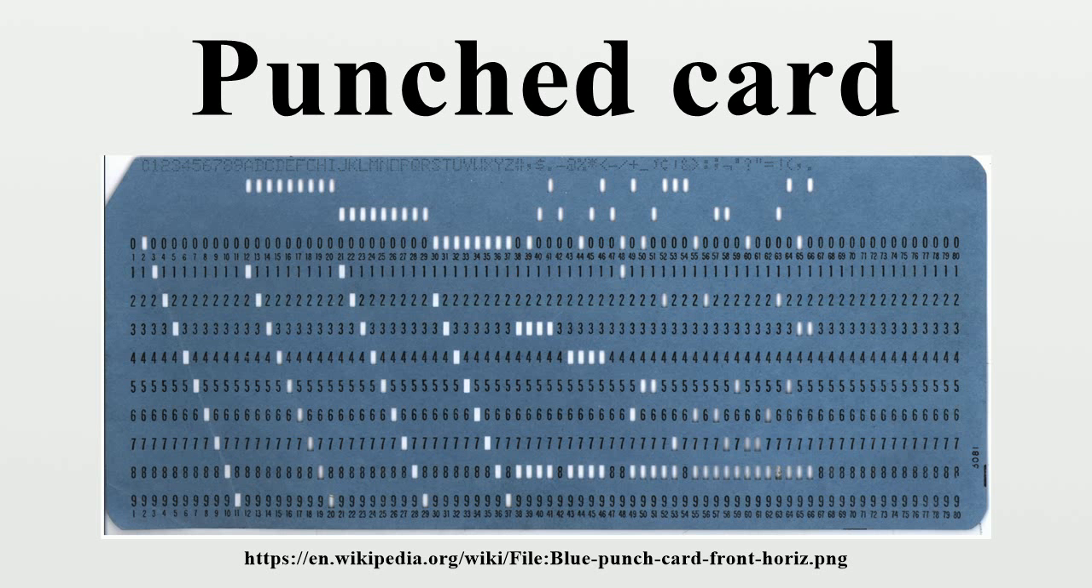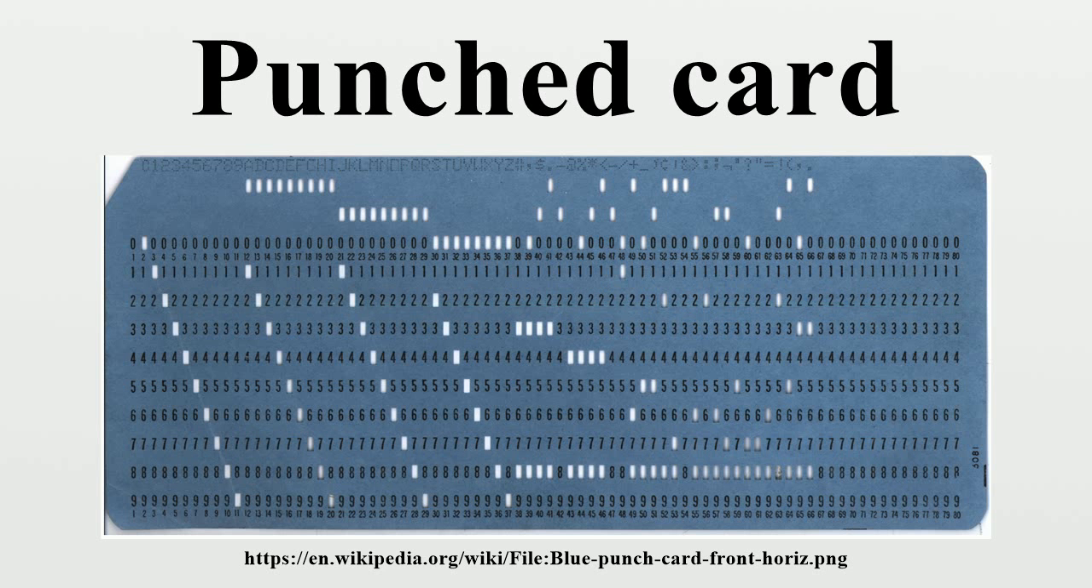IBM stub cards, or short cards. The 80-column card could be scored on either end, creating a stub that could be torn off, leaving a stub card or short card. A common length for stub cards was 51 columns. Stub cards were used in applications requiring tags, labels, or carbon copies.